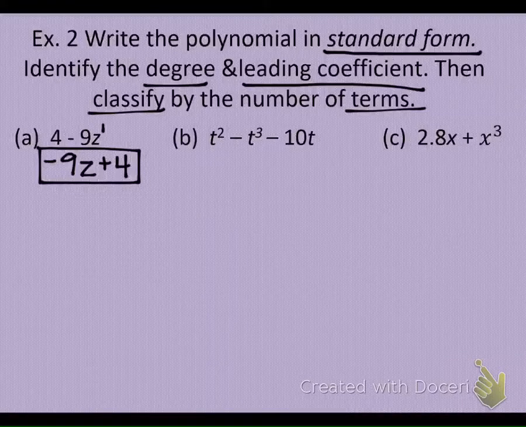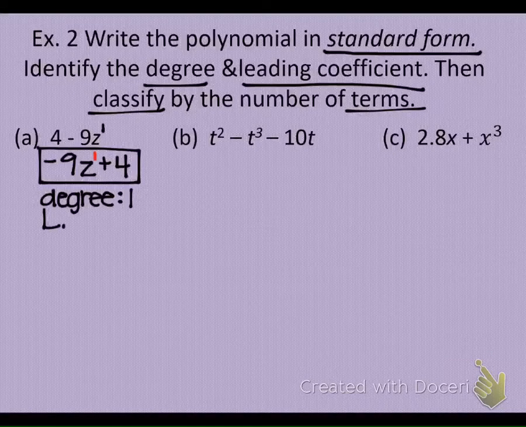Largest exponent to smallest. Now, once it's in standard form, I should be able to identify these next 3 pieces very easily. What is the degree of this polynomial? 1, okay? The only exponent, the leading exponent, the first exponent is a 1. It's the biggest one we've got, so the degree is 1. All right, the next thing is the leading coefficient. What is the leading coefficient of this polynomial? Good. If I go to the front of it and I get that first number, it's -9. So the leading coefficient is -9.